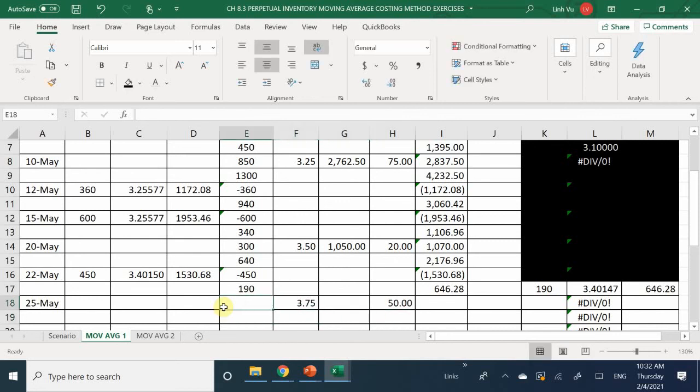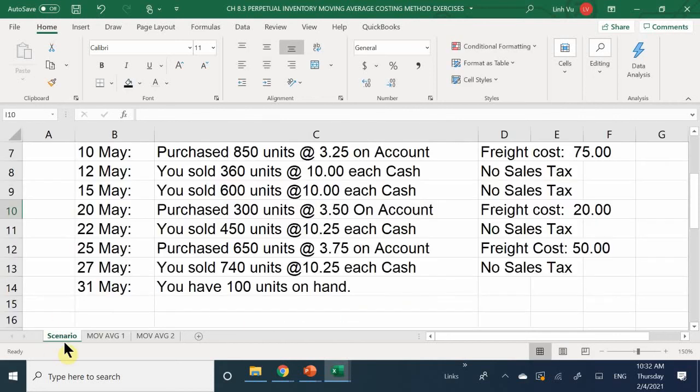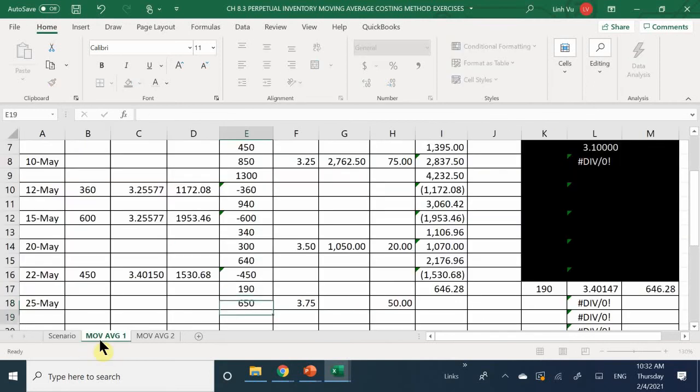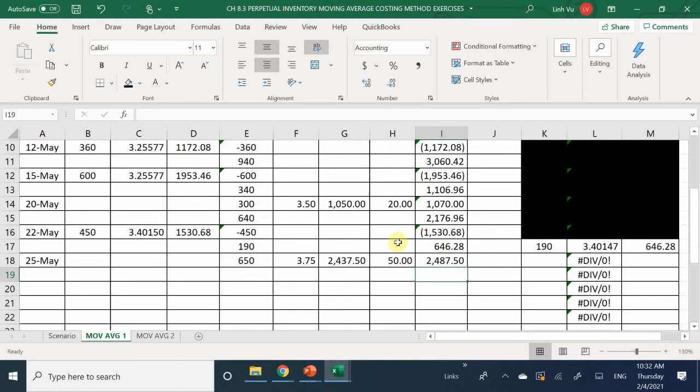How much did I purchase? $650. Okay, so what is my total purchase price going to be here? $2,437.50 plus my $50 freight. 2,487.50. Good. All right. Let's add our columns together.